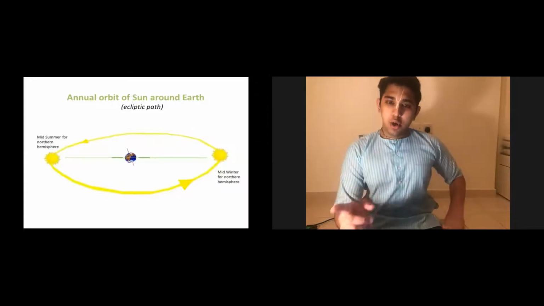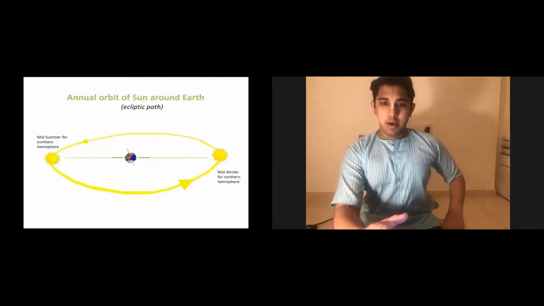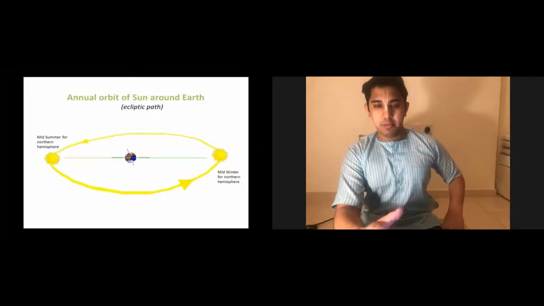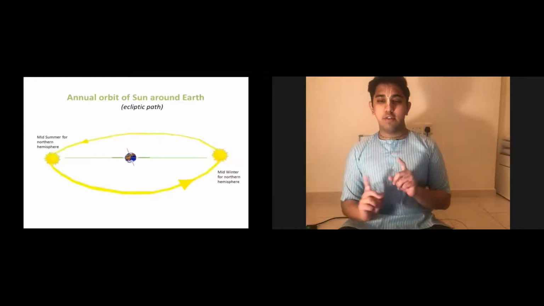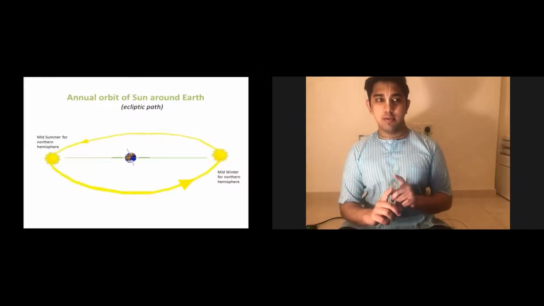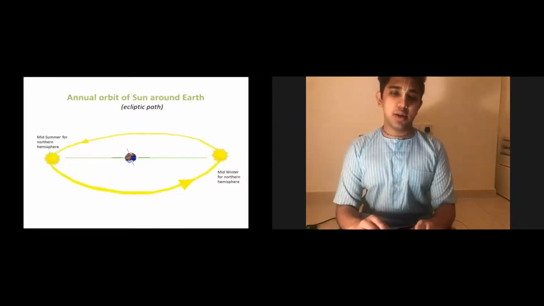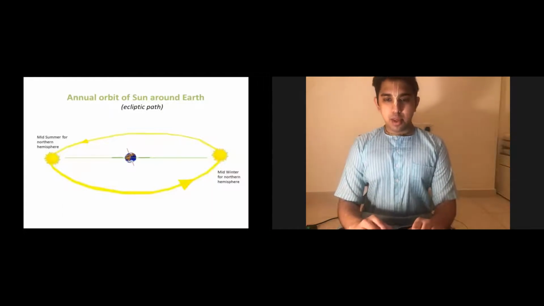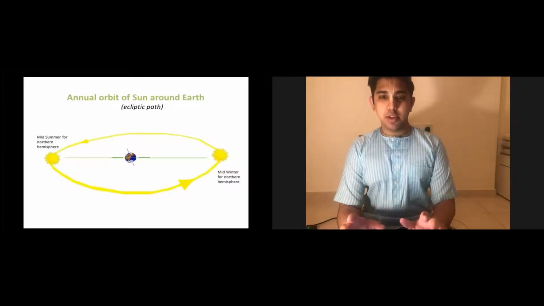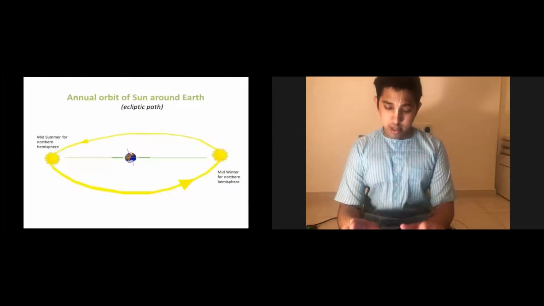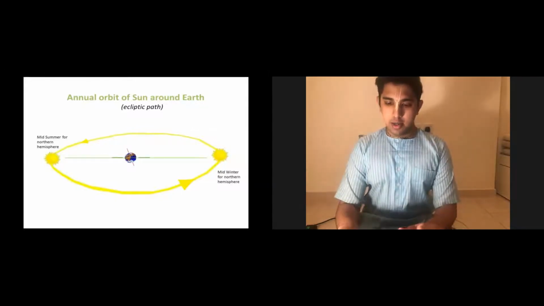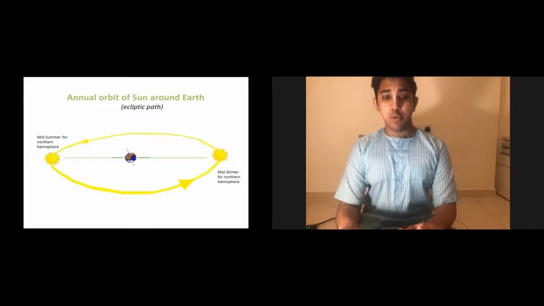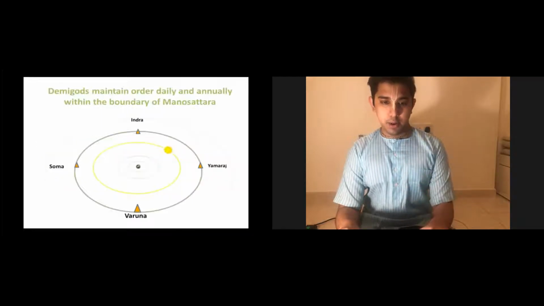Now, with the same ecliptic path which is maintained of the sun, just that we have now made the sun revolve around the earth, which is just a question of relativity. So here, the seasons are maintained with Uttarayana and Dakshinayana. Now, what exactly that is would be explained better in the video. I wouldn't want to waste time explaining that now.